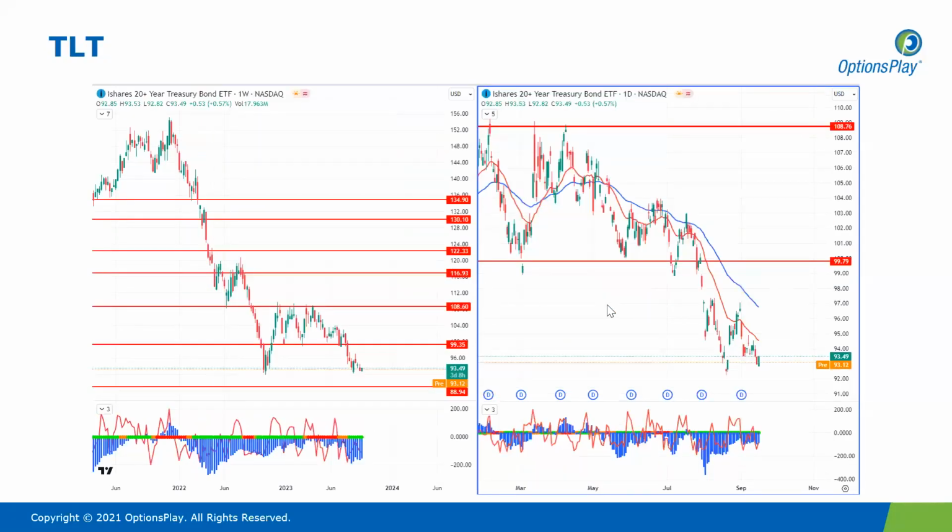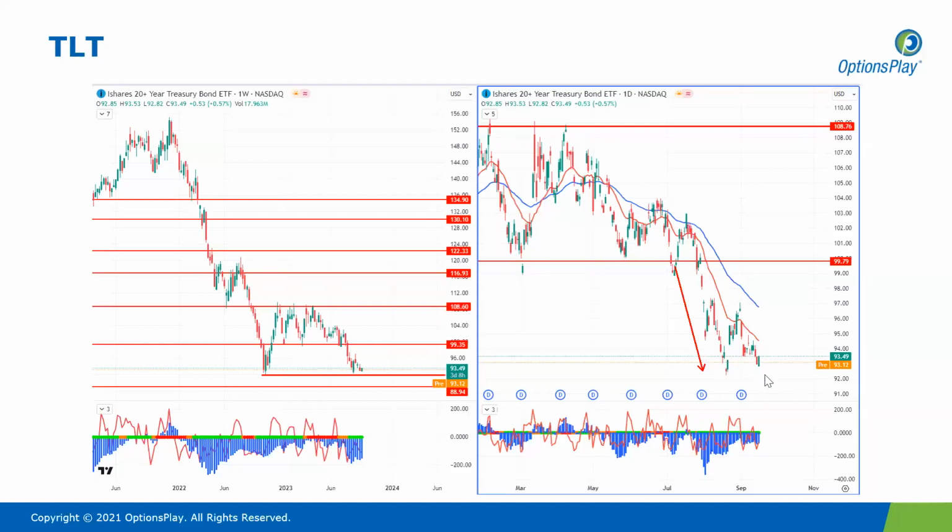All right, TLT. So TLT, strong bearish trend. It has been for quite some time. We saw a strong breakdown, I should say, below that $100 level, and a very quick decline towards 92, which is a previous swing level as well, and a major level of support. So despite the bearish trend, we saw a pretty big green candle on the weekly time frame. So price is definitely finding support at this area.